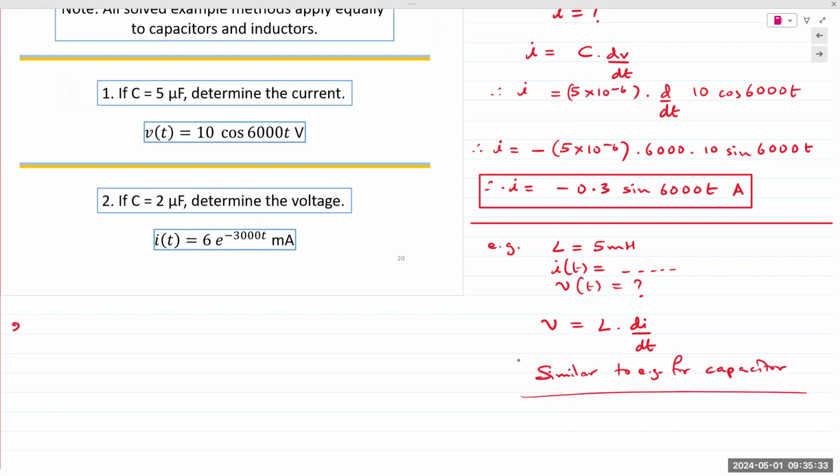Okay, now we have a capacitor of 2 microfarads. i of t is given, and we are asked to find the voltage v of t. So this time we use the other equation.